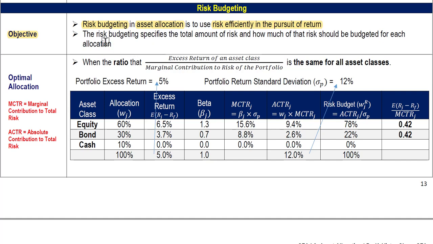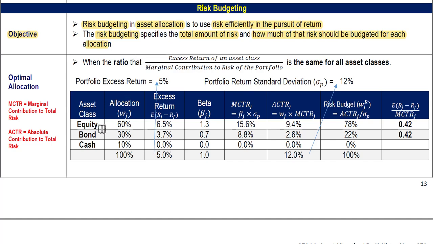So the risk budgeting specifies the total amount of risk. How do we allocate it to each asset class? More precisely, how much of that total risk should be budgeted for each allocation? That means we use the optimal allocation to distribute the risk to each asset class so that we can reach the optimal solution. Okay, so how do we do that?